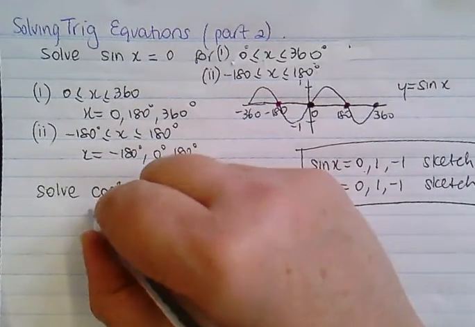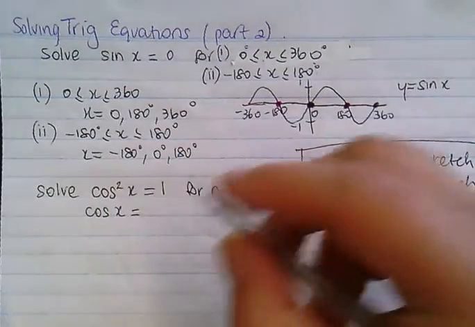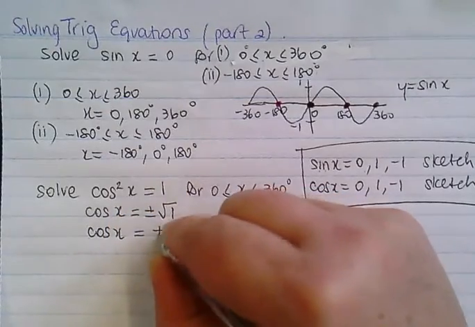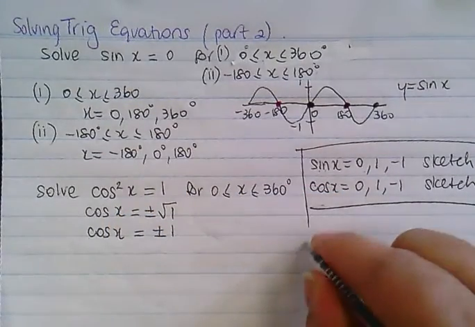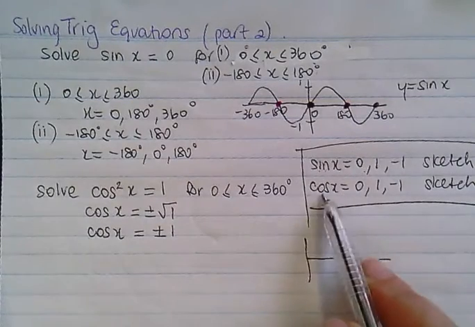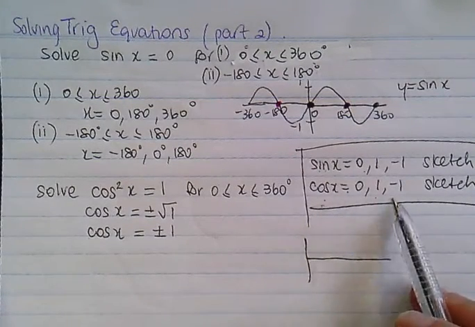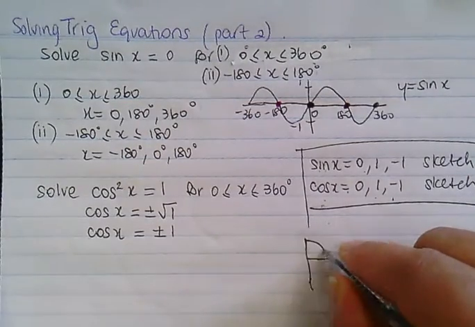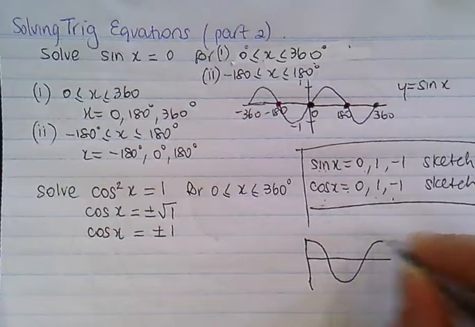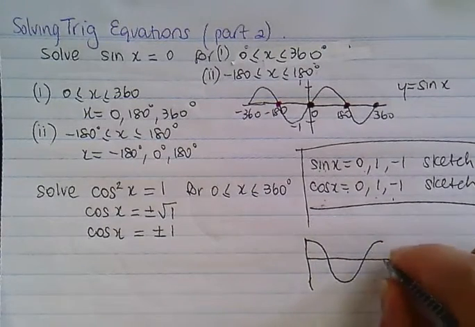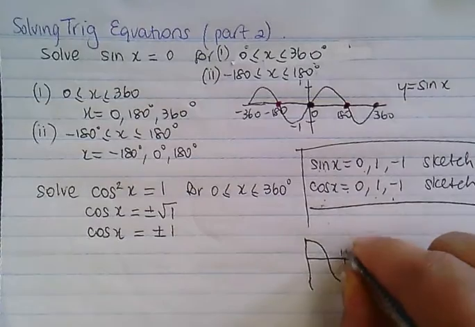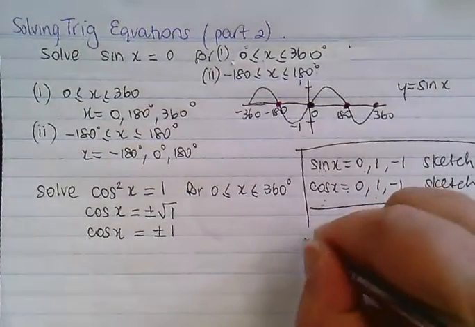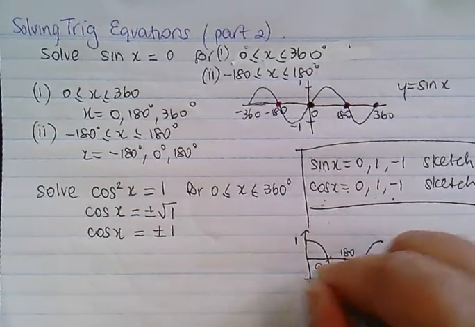I don't want cos squared x. I need cos of x is plus or minus the square root of 1. In other words, cos of x equals plus or minus 1. So again, if you're asked to solve either cos x is 0 or cos x is 1 or cos x is negative 1, you have to sketch the curve. The cos curve starts at the top, the sine curve starts from the middle. Put in your values, 360, 180. You can put your 90 and 270 in. And the amplitude is 1.